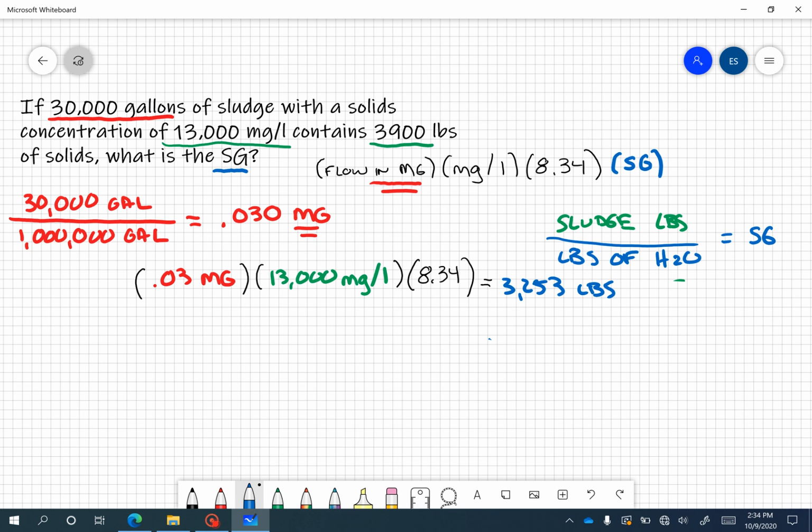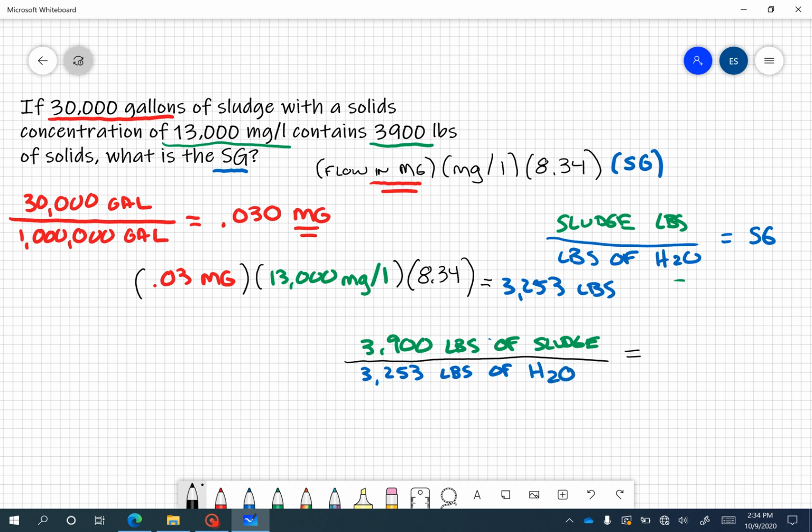to water. So now we can do our final calculation, which is to divide the pounds of sludge, which we were given, 3,900 pounds of sludge, divided by pounds of this other liquid, which is the same density as water, 3,253 pounds of water. And if we do that division, 3,900 divided by 3,253, we get an answer, if we round up, of 1.20 specific gravity. So that's how to think about that problem and how to do it. Problem number 3.